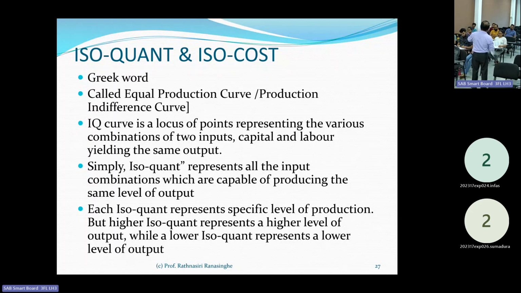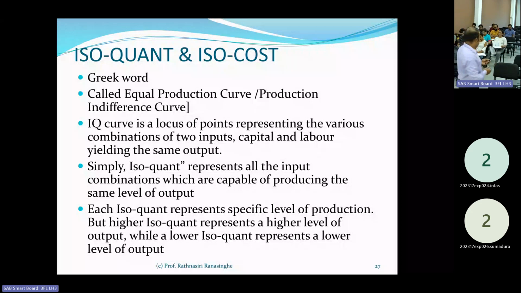A higher level of indifference curve means the consumer goes to a higher level of satisfaction. Here, the producer goes to a higher level of output. It leads to a higher isoquant, so that means shifting the isoquant to the right, meaning the producer is reaching a higher level of output.